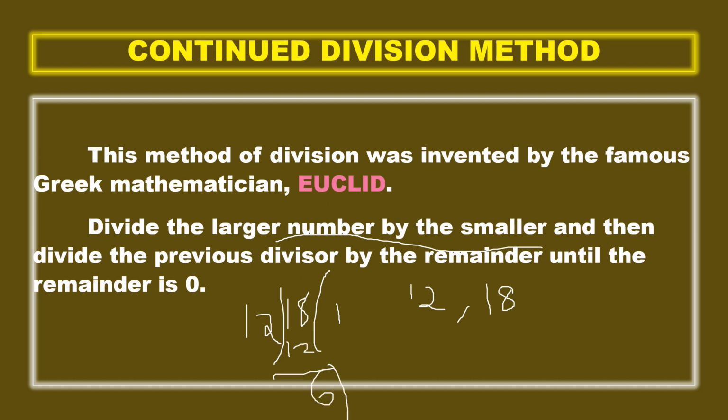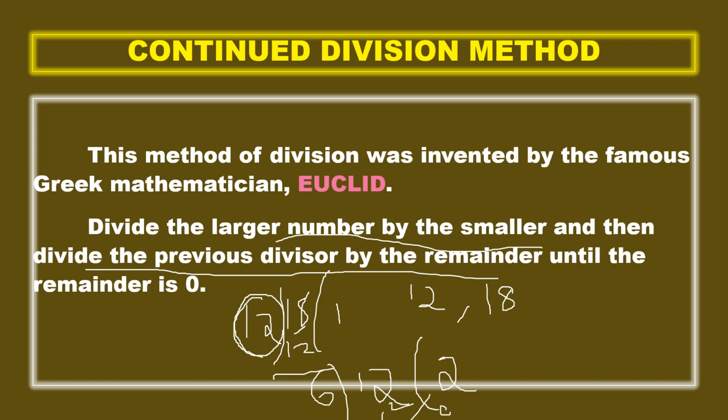12 ones are 12, so your remainder is 6. Then here what he said: divide the previous divisor by the remainder. The previous divisor is 12. This is called the divisor, right? 12 is called the divisor and 18 is called the dividend. So again, with the remainder you should divide the previous divisor until you get the remainder 0. So here I'll get the remainder 0.